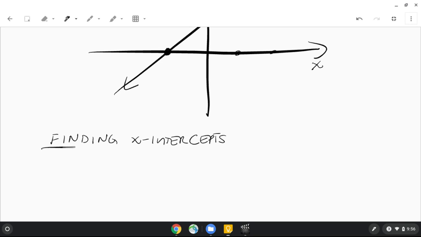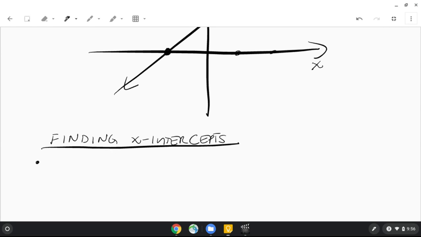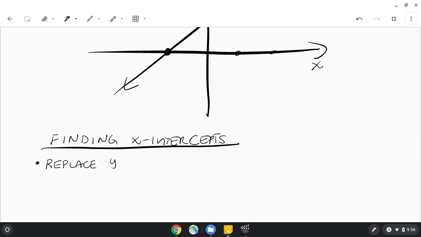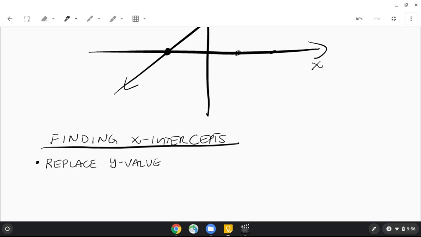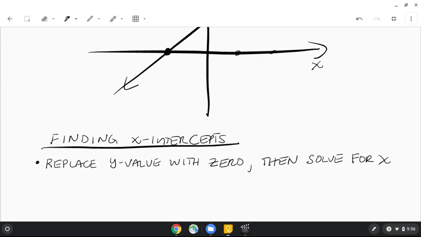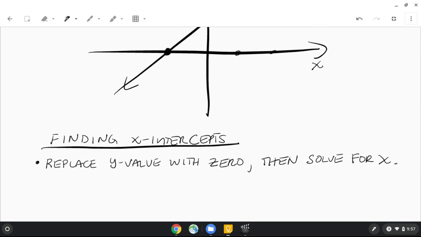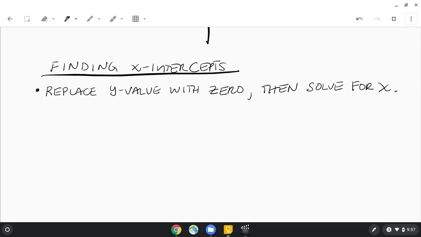So what we do, since the y value for any point on the x-axis is always 0, we are going to replace the y value with 0. And once we do that, we will solve for x. So that's how you find the x-intercept. You always replace the y value with 0 and solve for x. Okay, so let's take a look at an example here.